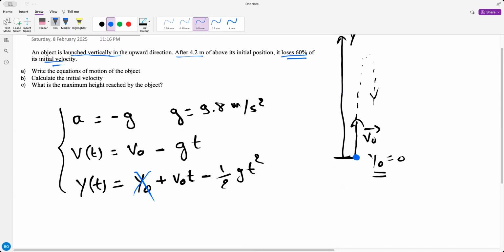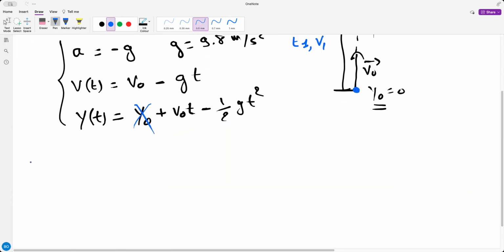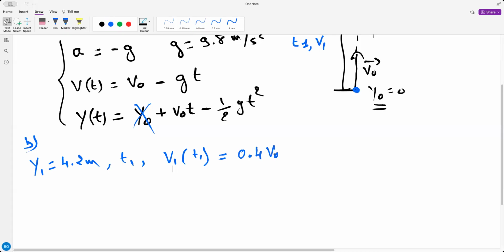Well, now let's set up the situation. Let's assume y1 is equal to 4.2 meters. So y1 will be reached at time t1, and it will have velocity v1. That velocity will be 40% of the initial velocity, because the velocity would have lost 60% of its value. So let's write the equations. At y1, which is 4.2 meters, of course we are talking about the second question, the time is t1, and v1, the velocity at t1, is equal to 0.4 v0. Why? Because the velocity lost 60% of its initial velocity. And it is also equal to the velocity equation. I will call this one equation 1 and the position equation equation 2.